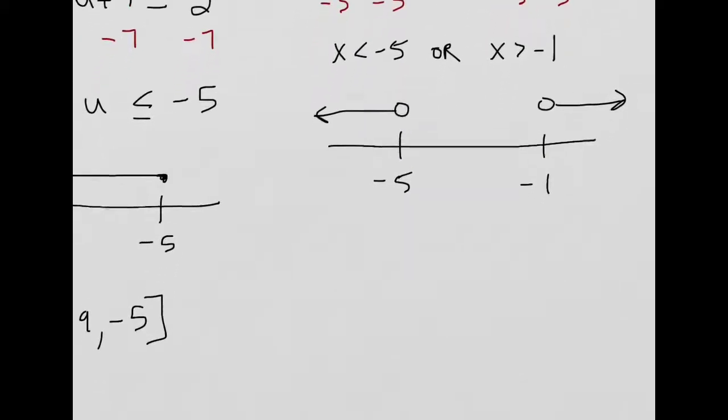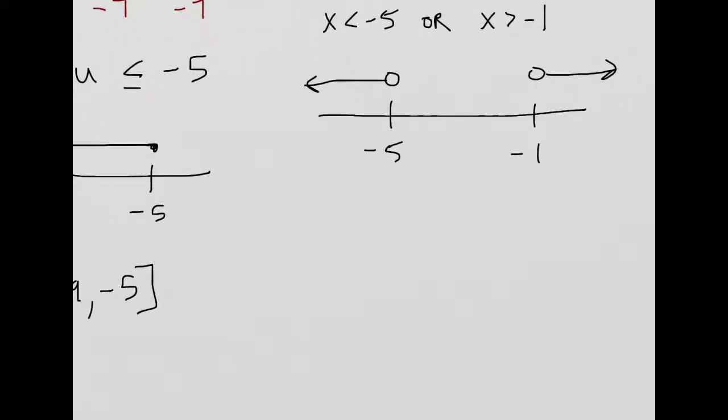If I were using interval notation, notice I have 2 intervals with a gap in the middle, so I'm going to be using the union. So if I want to describe this first set of numbers, those would be all the numbers starting at negative infinity all the way up to negative 5.